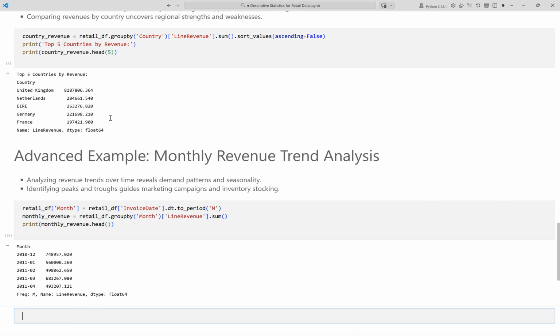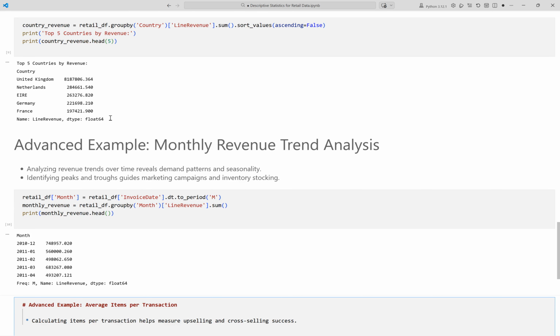Advanced example: average items per transaction. Calculating items per transaction helps measure upselling and cross-selling success. It also uncovers whether large baskets or single-item purchases are more common. Running the cell now.